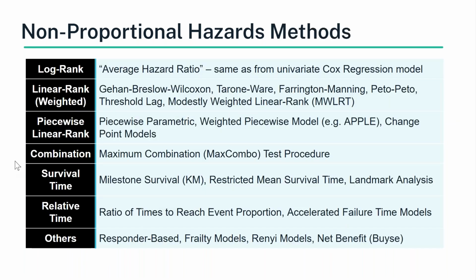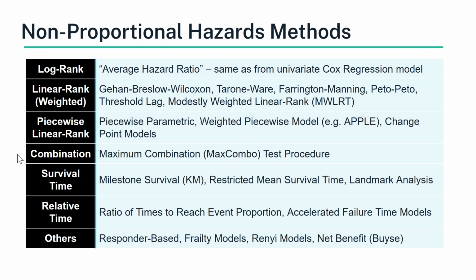So here are just a few different methods that can be used when it comes to non-proportional hazards. You can see here at the top, you just use your log rank, where you take your average hazard ratio. But again, it's been discussed that you're not fully meeting the assumptions of this trial. It's not well suited to this.